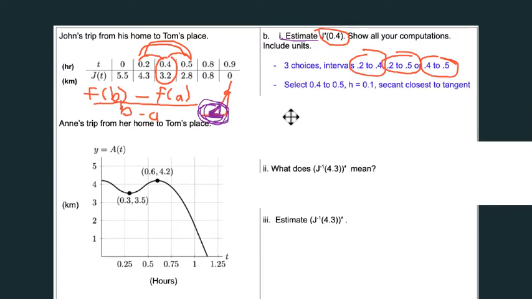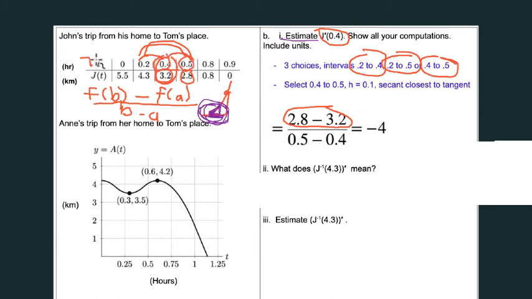So we're going to select 0.4 to 0.5, the secant that is closest to the tangent, and let's see, what would that make the slope? Okay, the rise is right here: 2.8 is the second y value, minus the first y value, 3.2. There's your rise. And then your run, b minus a, is just 0.5 minus 0.4.